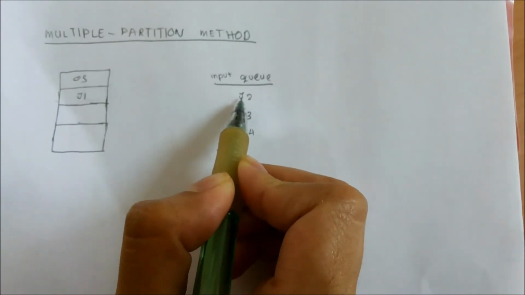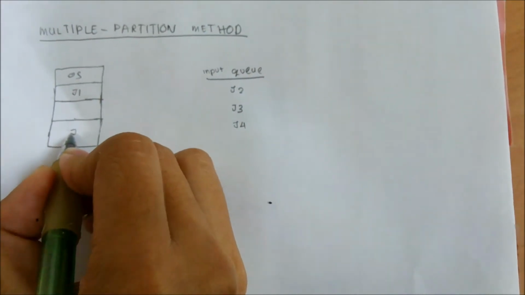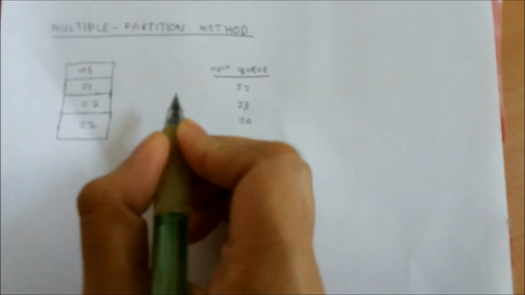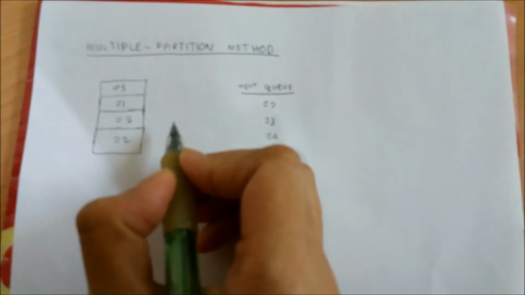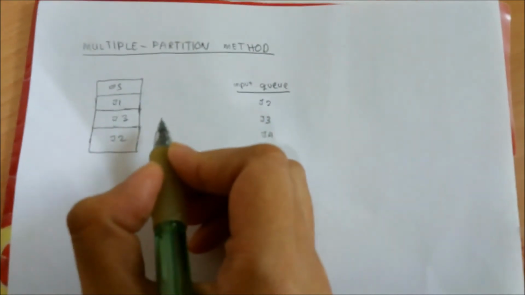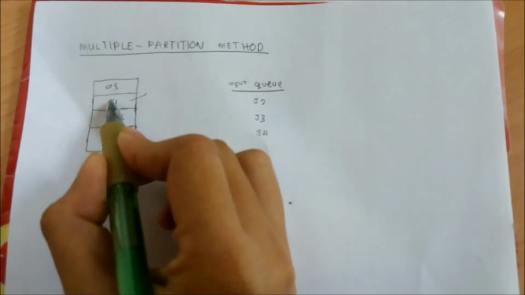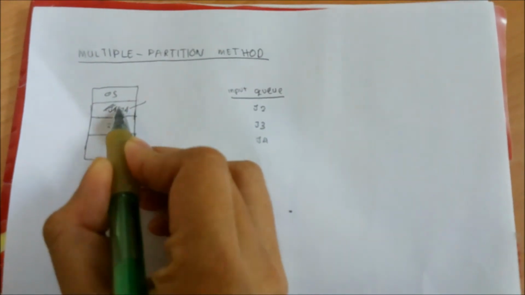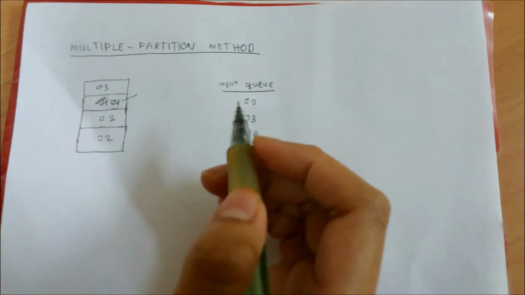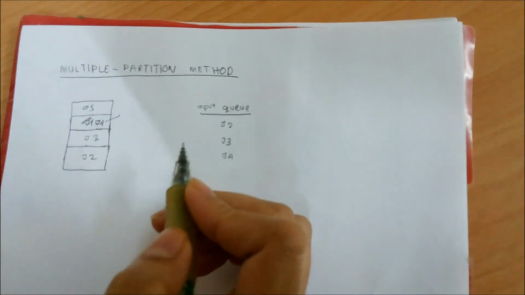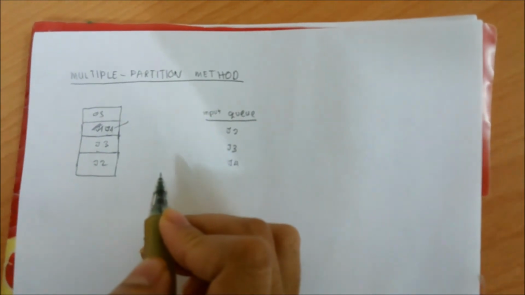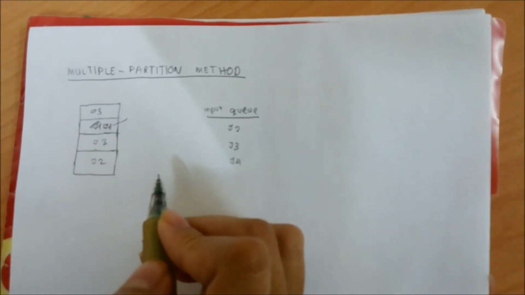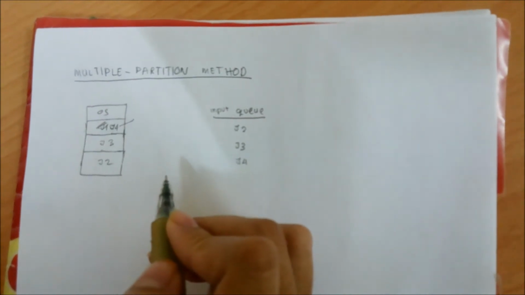For example, job 2 is located here and job 3 is here. Then, when the process terminates, the partition becomes available for another process. For example, job 1 is terminated, so job 4 is loaded into this partition. This method was originally used by the IBM 360 operating system, called multiprogramming with a fixed number of tasks, MFT.